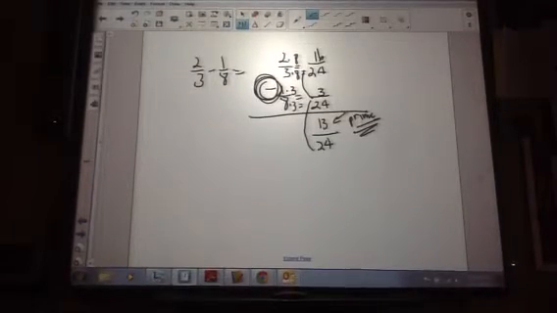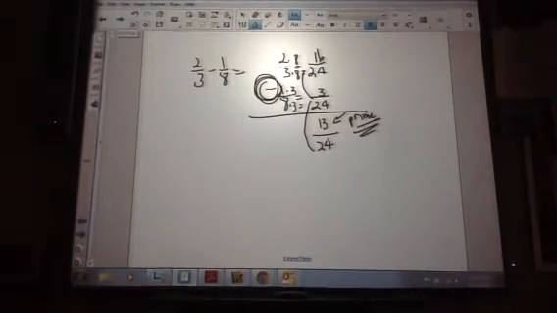Now, as far as mixed numbers are concerned, it's just kind of adding another layer. So let's try a mixed number. 2 1/3 plus 1 1/3.